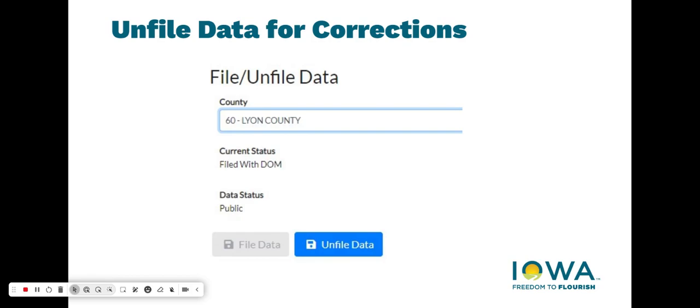If you do need to unfile data for corrections, say you filed on January 2nd, and then on January 3rd, you find out that there's a large change in value due to a court settlement. And we want to go ahead and reflect that change. It's still early. Nobody's really finalized their budget yet. So we want to go ahead and let that change happen. So you'd go into the system, you would unfile your data in order to make it not public again.